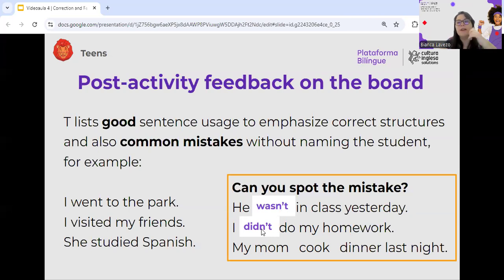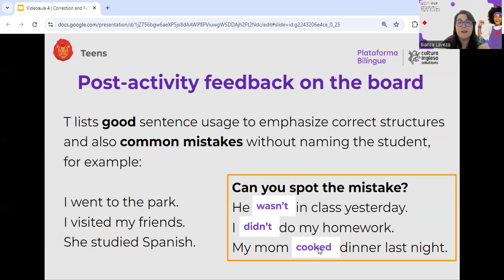Then you can ask other students. Did you do your homework? Yes, I did. No, I didn't. Everybody, can you tell me, I didn't do my homework. So what did you do yesterday? I did this, or I watched a movie. Okay. Same thing. My mom, spot the mistake. Cooked. Excellent. My mom cooked dinner last night. Okay. Then again, same thing. You ask other students to tell you what happened.